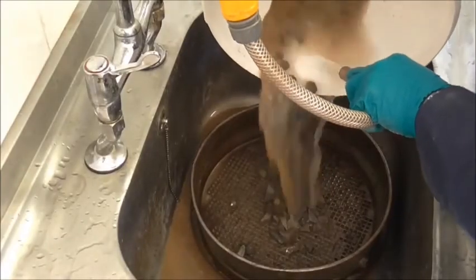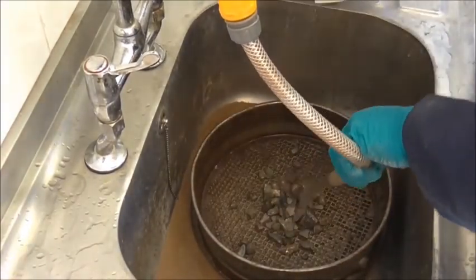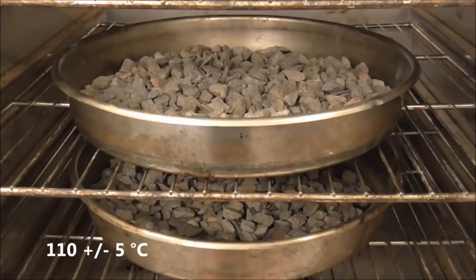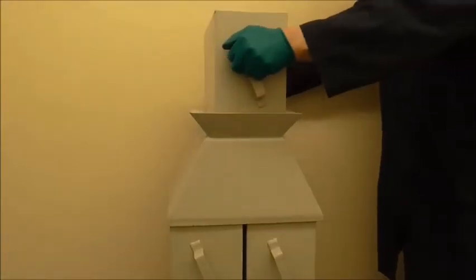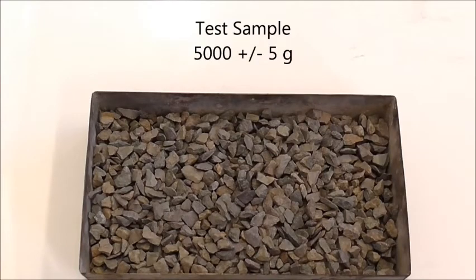The two size fractions are then washed thoroughly to remove dust, after which they are placed in an oven set to 110 degrees Celsius and dried to constant mass. When cool, the two fractions are mixed together and then riffled down to create a test sample with a mass of 5,000 plus or minus 5 grams.